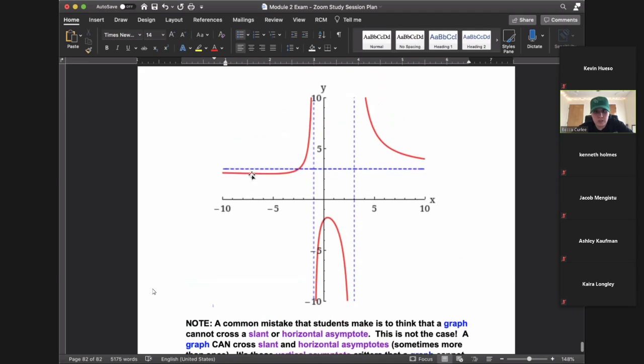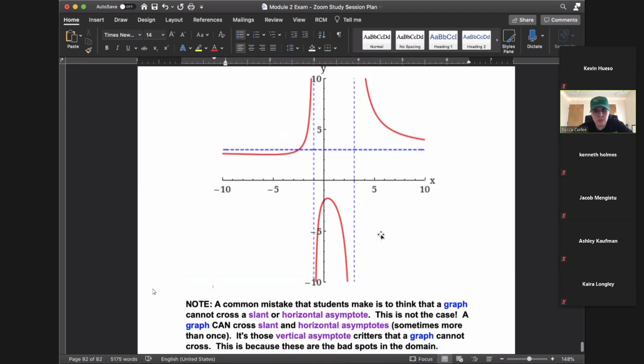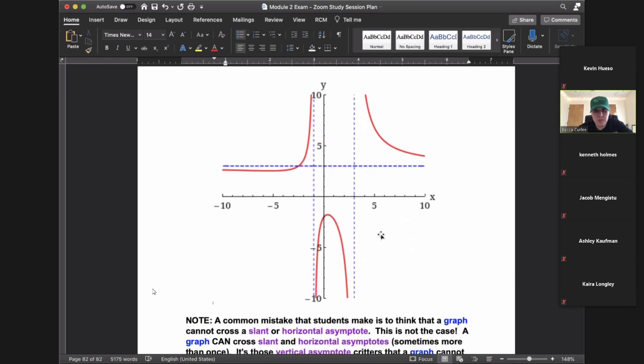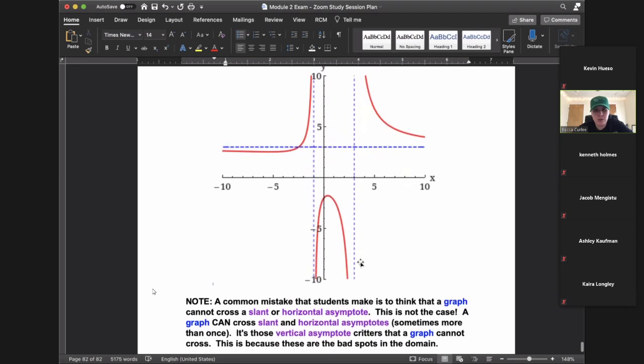So if you ever see a graph like this and you're wondering why it's crossing an asymptote, graphs can cross horizontal and slant asymptotes, but they cannot cross vertical asymptotes. So just something to remember. It's a little bit more difficult trying to figure out the range on this one because the horizontal asymptote might kind of throw you off.